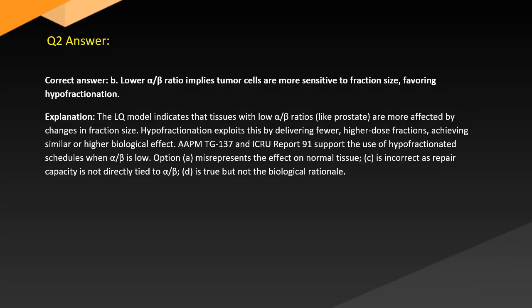Answer. Correct answer: B. Lower alpha-beta ratio implies tumor cells are more sensitive to fraction size, favoring hypofractionation. Explanation. The LQ model indicates that tissues with low alpha-beta ratios, like prostate, are more affected by changes in fraction size. Hypofractionation exploits this by delivering fewer high-dose fractions, achieving similar or higher biological effect. AAPM TG137 and ICRU Report 91 support the use of hypofractionated schedules when alpha-beta is low. Option A misrepresents the effect on normal tissue. C is incorrect as repair capacity is not directly tied to alpha-beta. D is true but not the biological rationale.